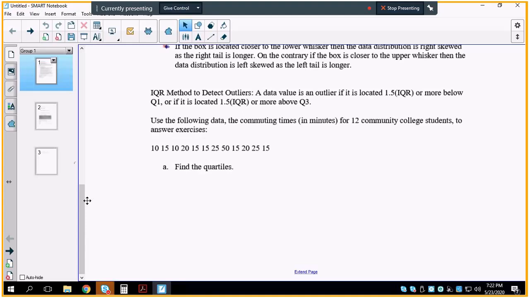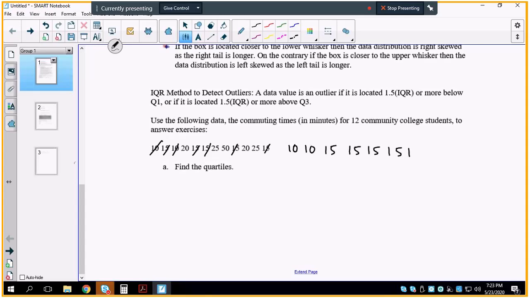Using the following data of commuting times in minutes for 12 community college students, answer the following questions. So it's a data set, and we're going to first write it in increasing order. The lowest commuting time is 10, and I have 2 of them. So I would say 10, 10. Then I have 15, 1, 2, 3, 4, and 5 of them.